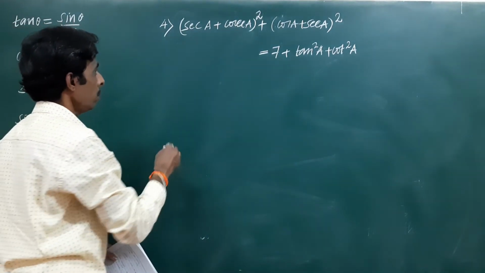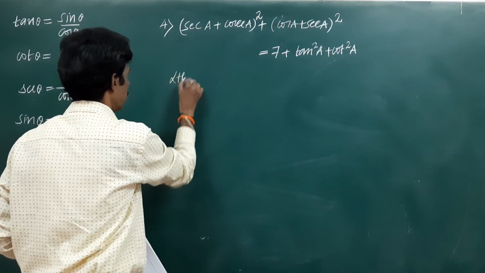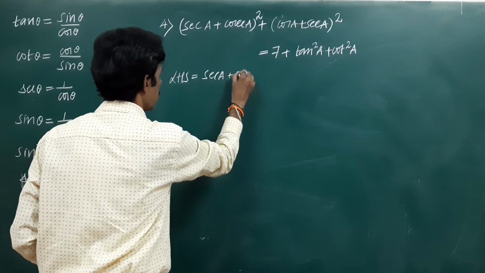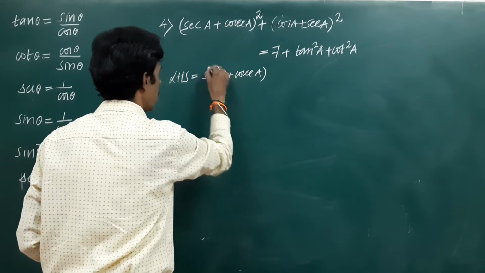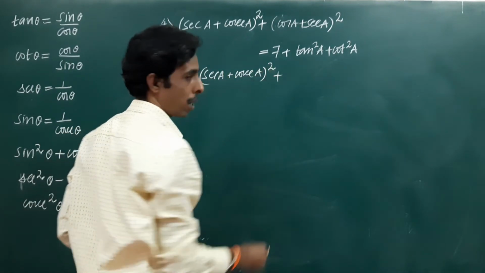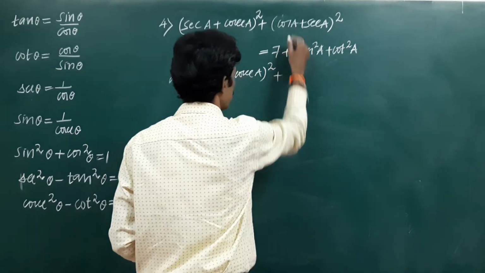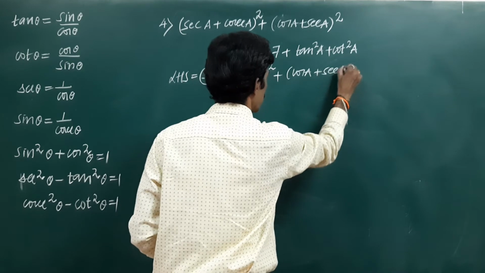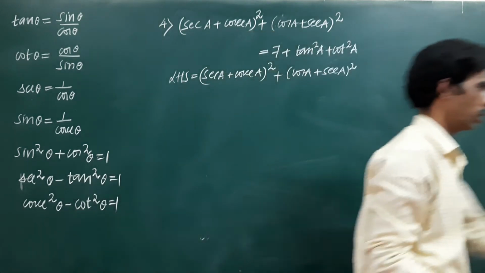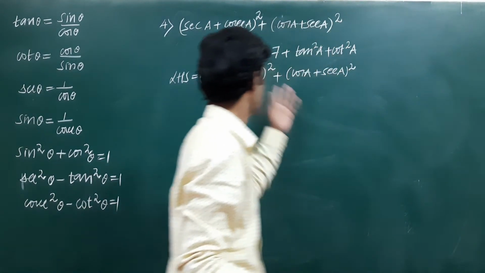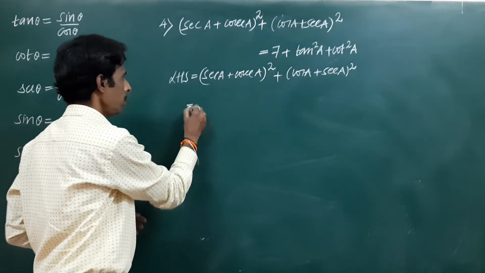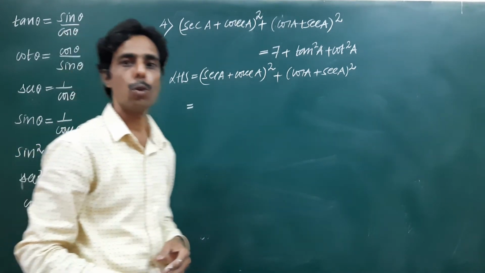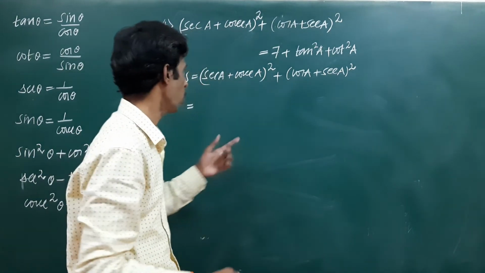Now, LHS, (sec A plus cosec A) whole square plus (cos A plus sec A) whole square. You consider this left hand side. A plus B whole square. You know very well the expansion of A plus B whole square.